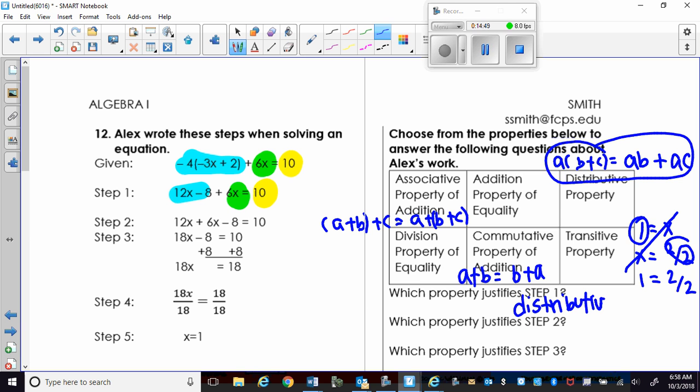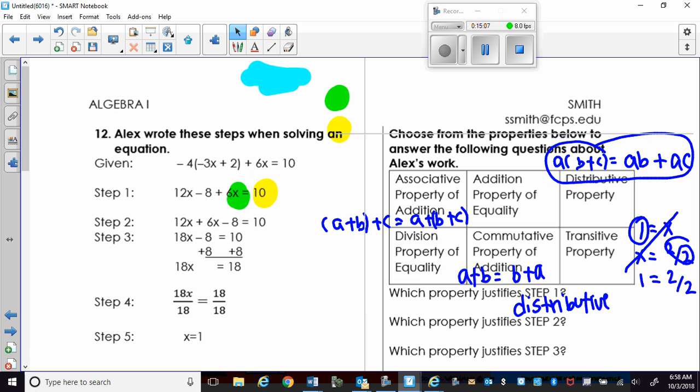So for the next problem, same thing. You want to check, has something changed or is something occurring in the step itself? So what property justifies step 2? From step 1 to step 2, they did change something. So let's look at what they changed. Let's look at what they didn't change and what they did change.